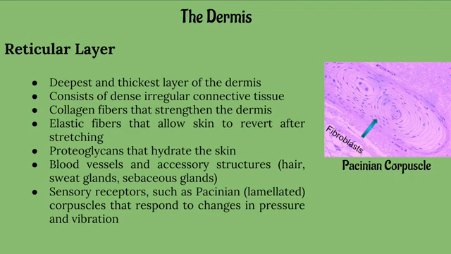There is one main type of receptor in the reticular layer, and that is the Pacinian corpuscle. They are also sometimes called lamellated corpuscles, lamella meaning layered. They're named due to their layered appearance. They actually resemble onions when you view them in cross-section. They function to make the skin sensitive to vibration and changes in pressure.